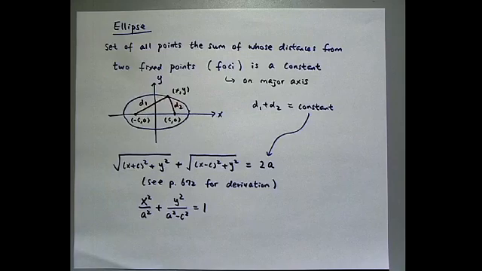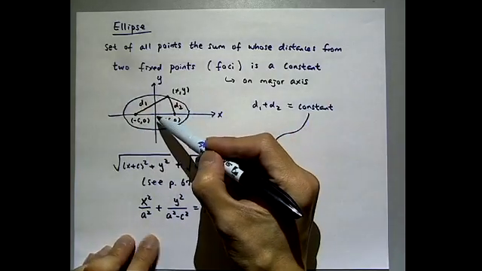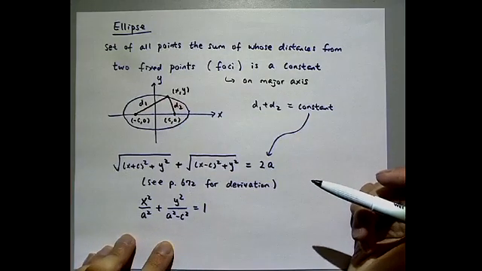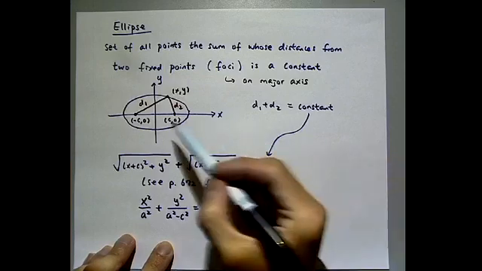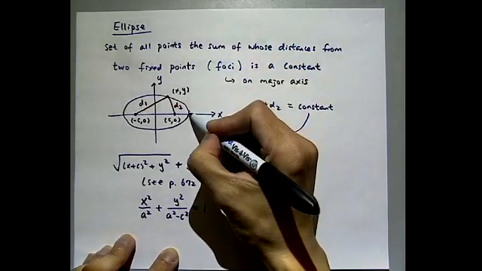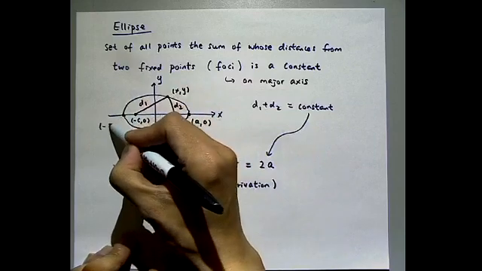Anyone remember what a stands for? Where would a be on this picture of the ellipse? What is a, in other words? So c is the distance of the foci from the center. What about a? Yeah. So right here. Yeah, that's right. So this point right here, that's a, 0. And this here is negative a, 0.